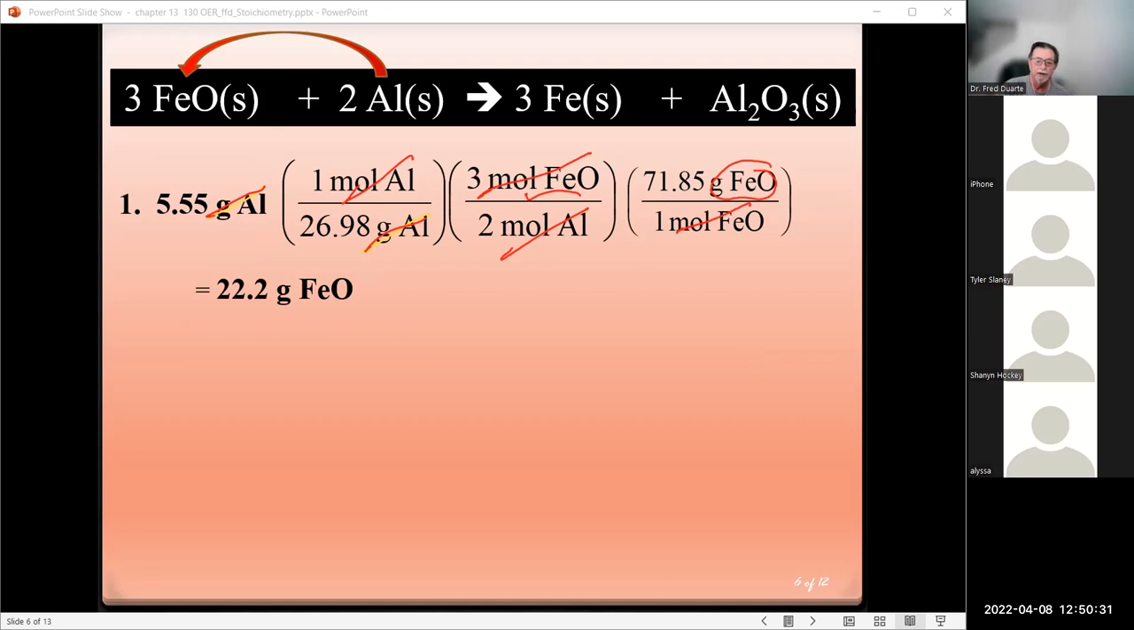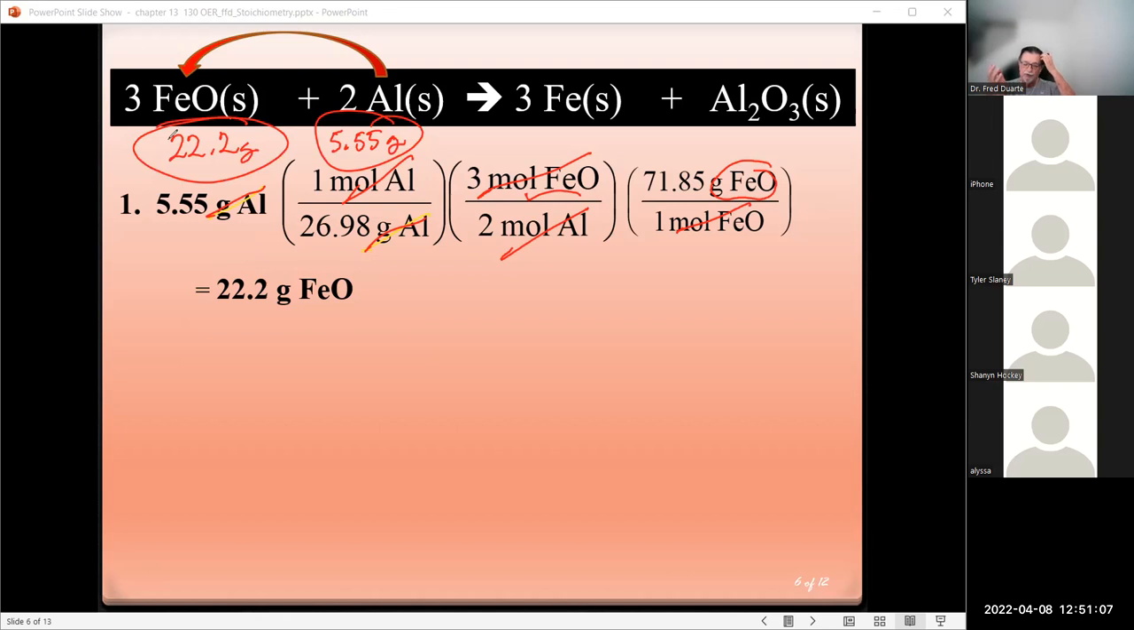So what does that mean? Go back and think about the question. That means that if I start off with 5.55 grams of aluminum, and I go to the lab and measure that out, 5.55 grams of aluminum, I need at the minimum 22.2 grams of iron(II) oxide. Okay, I need that.